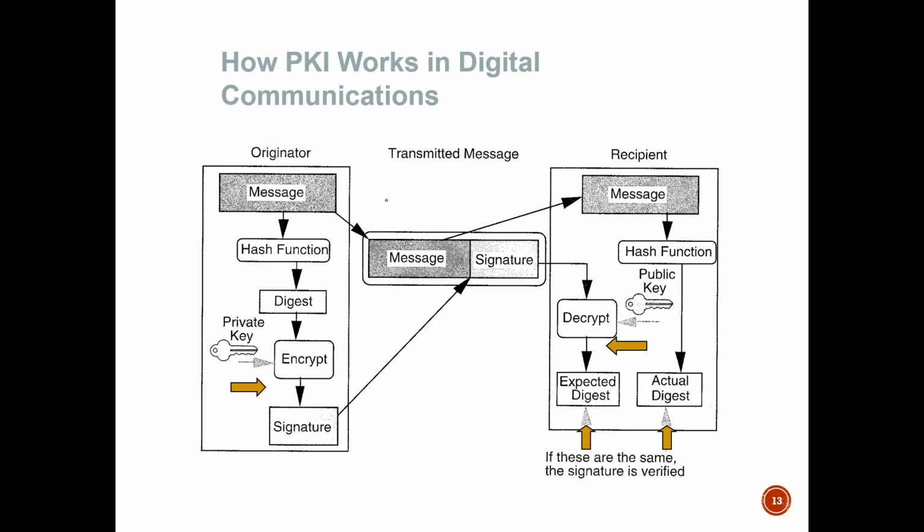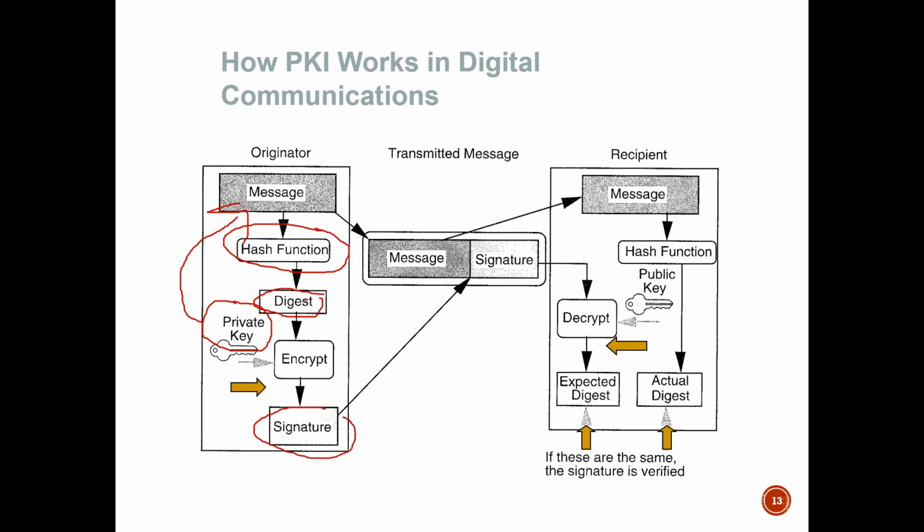First of all, the originator has a message he wants to send. The message is manipulated with the hash function. The hash function will produce the digest. Then this digest is encrypted using the private key. The private key happens to be with the sender. That private key will encrypt the digest, and after the encryption, it will provide what we call the signature.